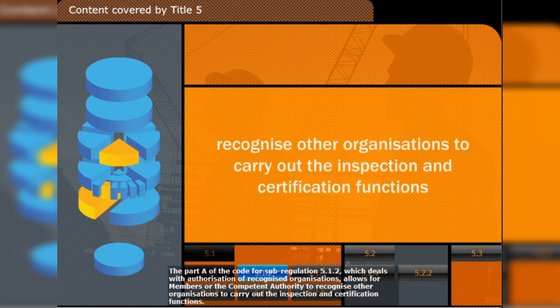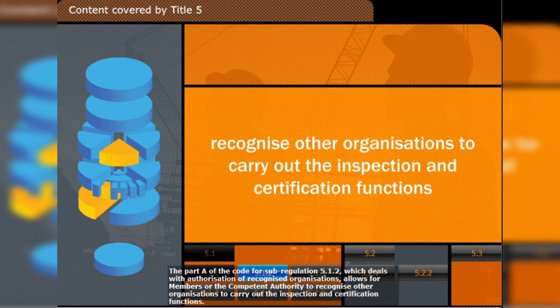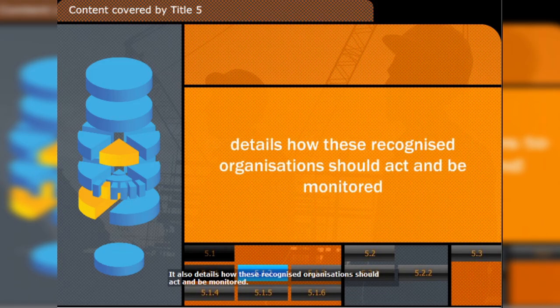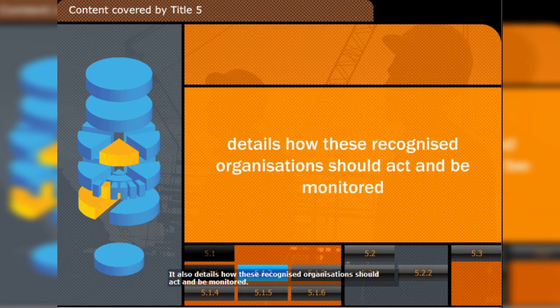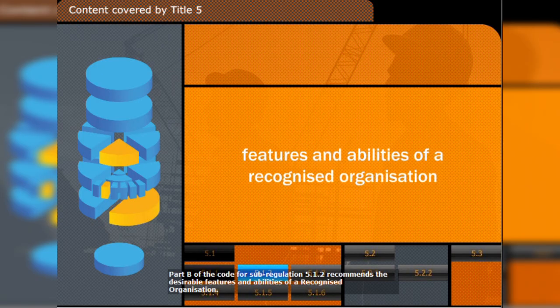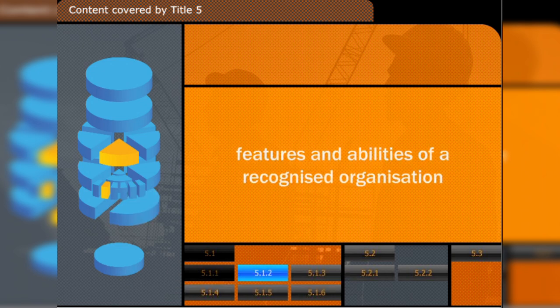Part A of the Code for Sub-Regulation 5.1.2, which deals with authorization of recognized organizations, allows for members or the competent authority to recognize other organizations to carry out the inspection and certification functions. It also details how these recognized organizations should act and be monitored. Part B of the Code for Sub-Regulation 5.1.2 recommends the desirable features and abilities of a recognized organization.